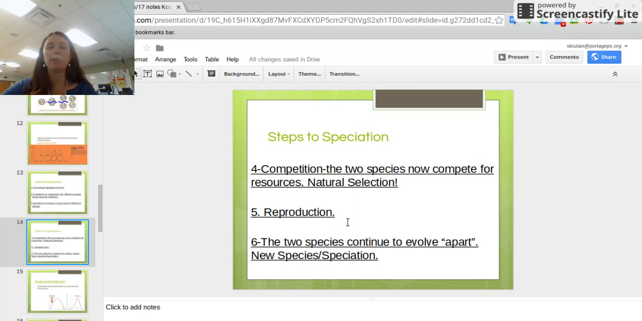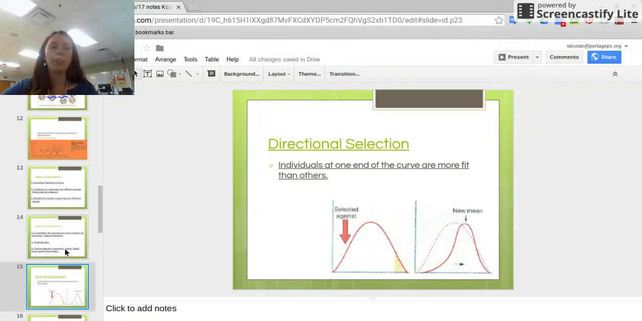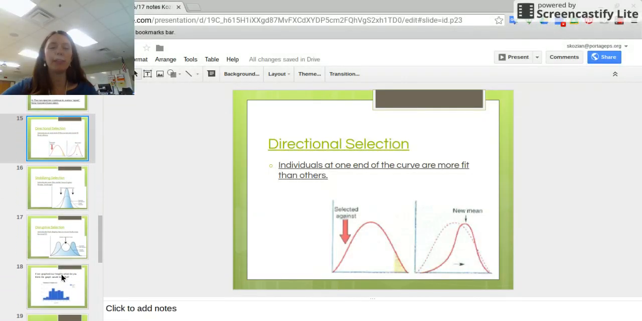As that reproduction happens, we start to see more and more change in a species, and eventually we get two different species. They evolve apart. Now they're reproductively isolated because they can't breed with each other. They're two completely new species, and we've gone through the process of speciation. There are three different graphs that we can use to represent how species change.